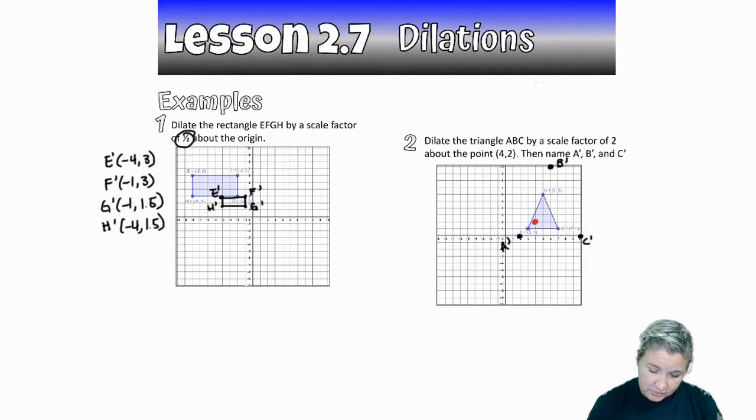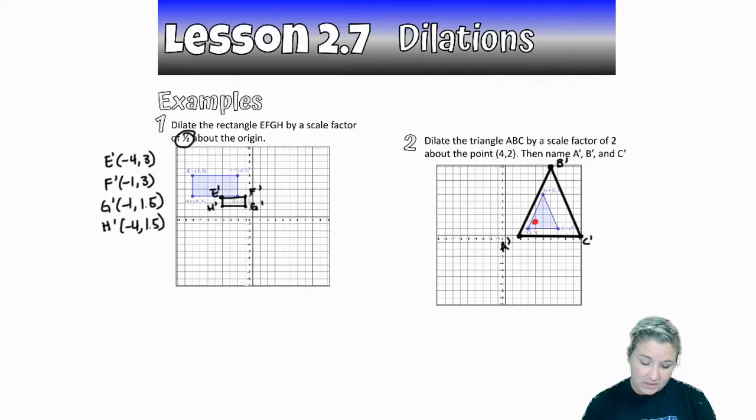And then this is going to be my new triangle. You can see that it's larger, and it's about the point (4, 2). Remember, what I did is I noted how many over and how many up, and then I multiplied that by my scale factor. So I made the new origin at my red point and just grew it from there.